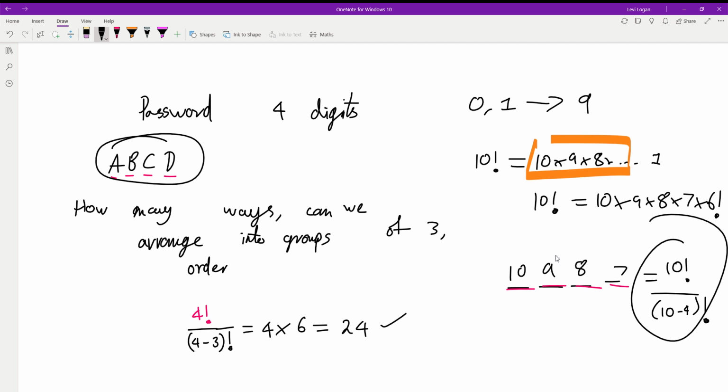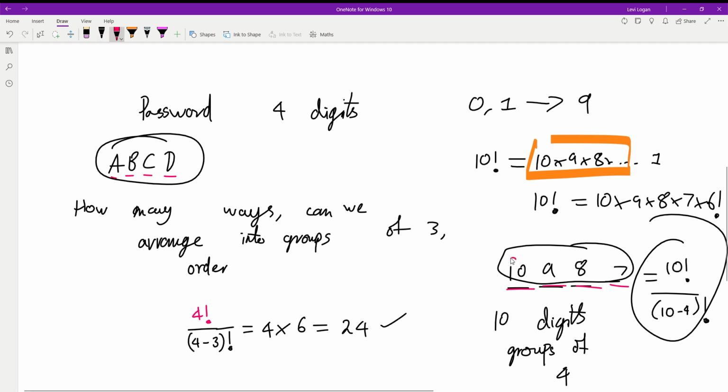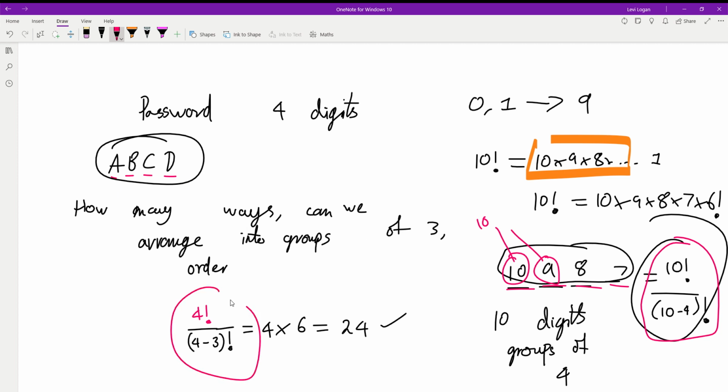So here we've got 10 digits and we want to put them in groups of 4. Now, these numbers here, they're not the actual digits. These are the number of digits you can place here. So there's 10 digits you can place here. This isn't the digit 10. And there's 9 digits you can place here. So these here are the number of digits, not the actual digits themselves. So we've got 10 digits in groups of 4. That's what we have here, this operation. And now we've got 4 letters into groups of 3, where we get this same calculation here.